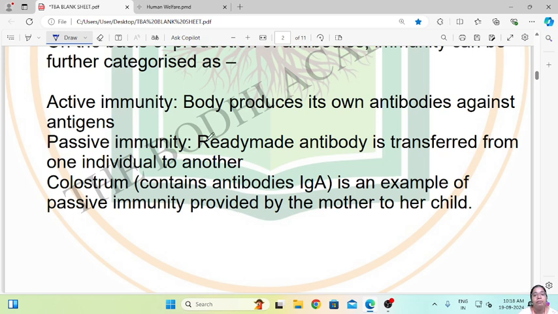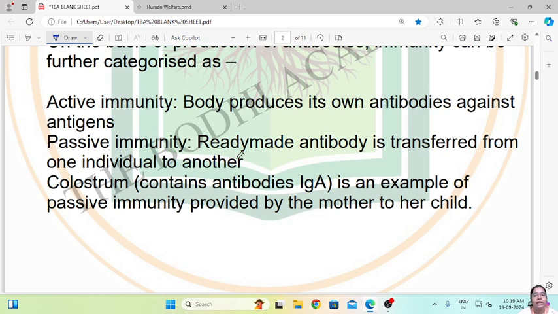That is, you get it from your parent, provided by the mother to the child during the lactation period. Colostrum is basically the first milk that is fed to the baby by the mother during lactation, and it consists of antibodies. That is why it is very important to feed the newborn with colostrum, because it consists of the antibodies which are required for the immunity of the child. So that is an example of passive immunity.